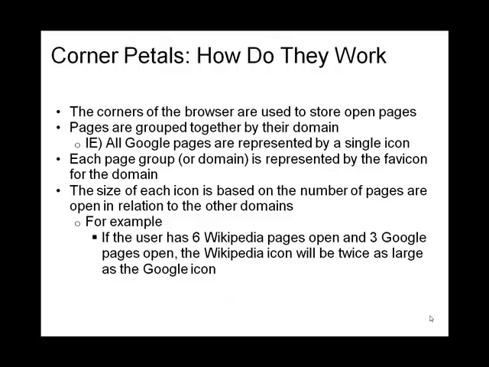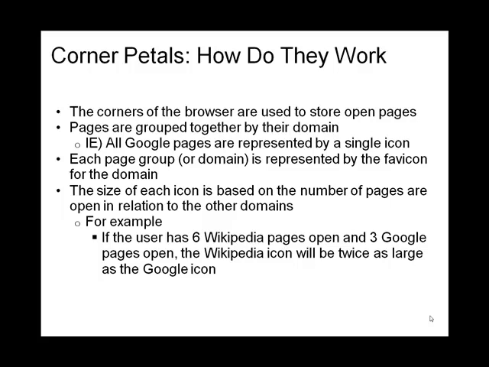So I'll walk through this functionality in further detail, and then we'll walk through some mock-ups. So as we were saying, how do corner petals work? They are stored in the corners of the browser, and pages are grouped together by their domain. So all Google pages are represented by a single icon in a corner. Now the icon that we're going to use is actually the domain favicon. So Google's favicon would show up in the little corner there. That way you know that all your Google pages are there. That saves you some screen real estate immediately, because if you have 6 pages open, you'd only have one icon visible to you at any given time, which is pretty decent.